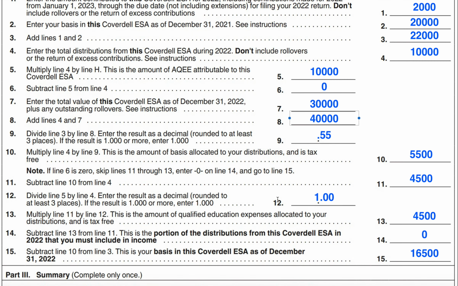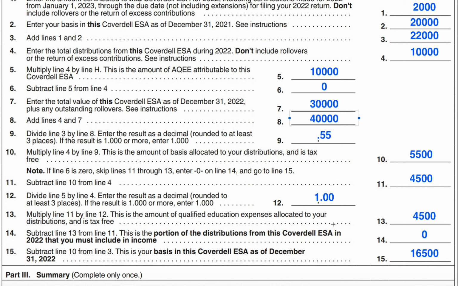So in line 12, we're going to divide line 5 by line 4. So the $10,000 divides by $10,000, we get a 1.0. We're going to multiply this $4,500 by the 1, and that gives us our $4,500. So that's the amount of qualified education expenses that is considered to be tax-free.